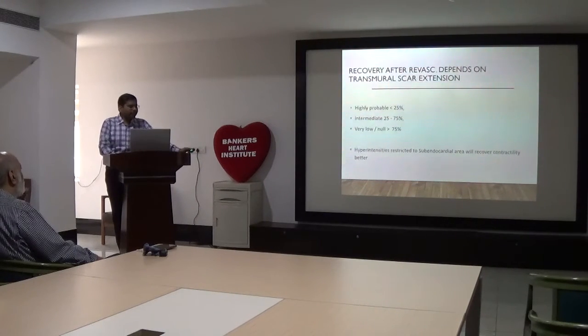Now, the recovery after revascularization depends on the transmural extent of the scar. Highly probable if there is less than 25% extent of the total wall thickness. That is a highly probable chance of recovery. And if there is more than 75% extent of the scar, there is a very low or almost nil chance of myocardial function recovery.